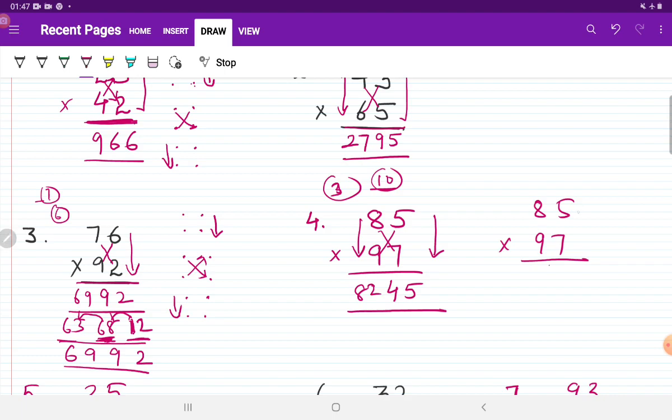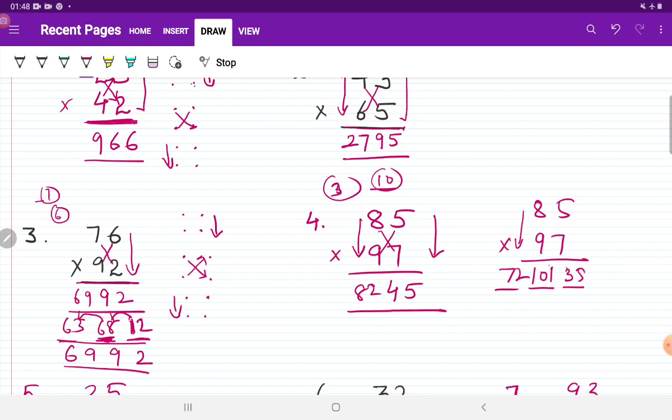So here what we'll do: 7 5s are 35. We'll write 35 here, a 2 digit number. So we need only 1. So we'll carry 3 to the next number. Then 8 7s are 56 plus 9 5s are 45. Again 101. So here now 3 digits come. So 8 9s are 72. What will we do now?